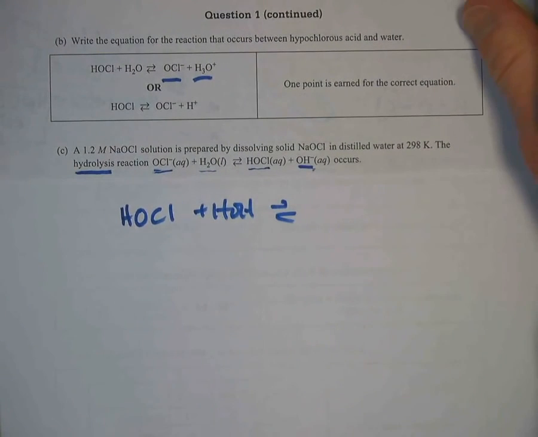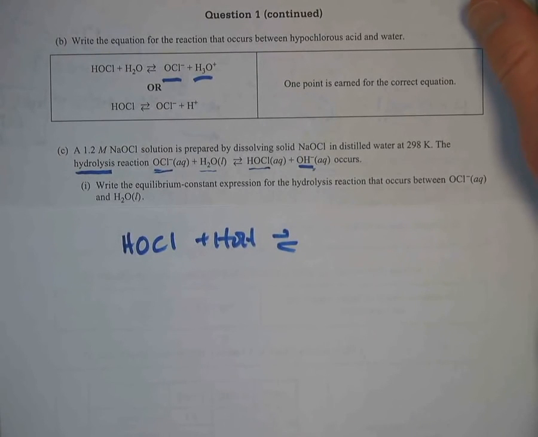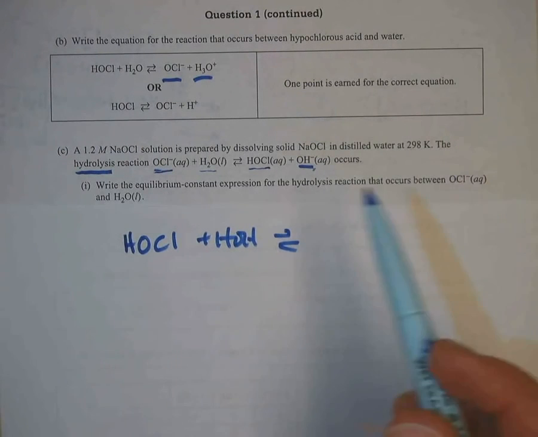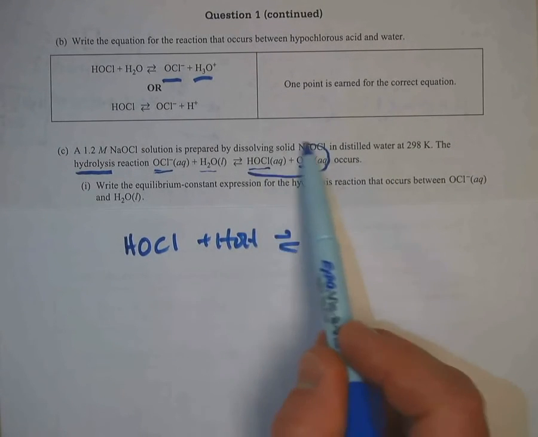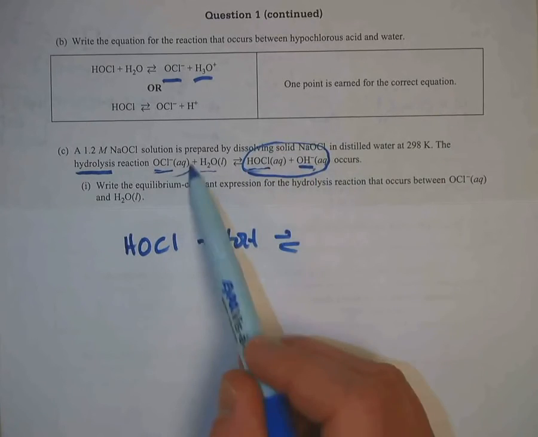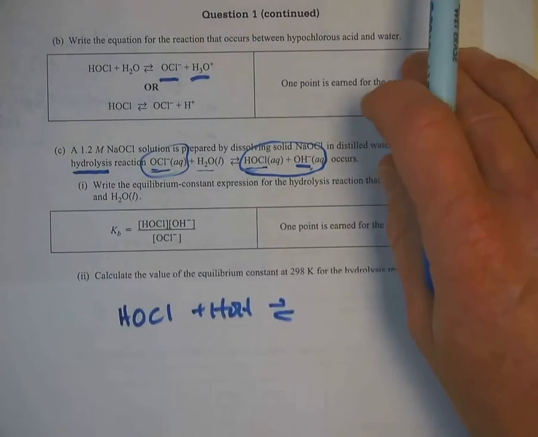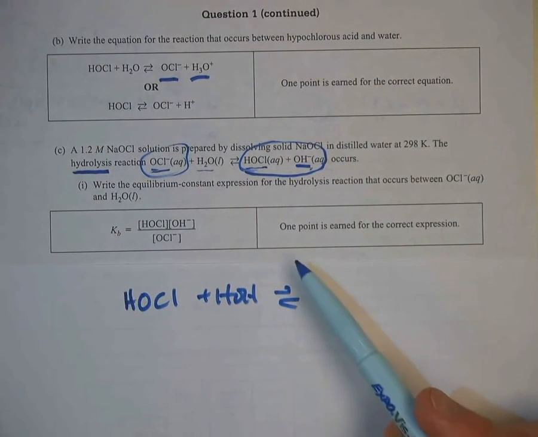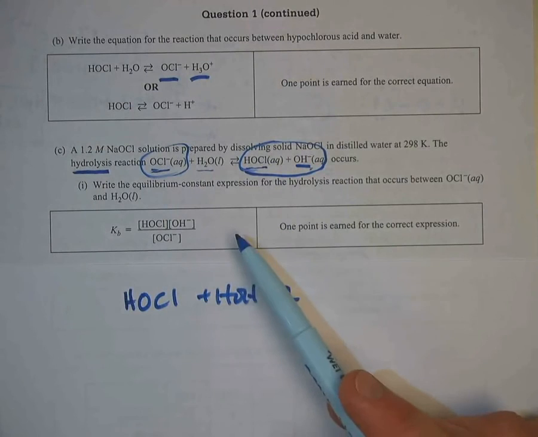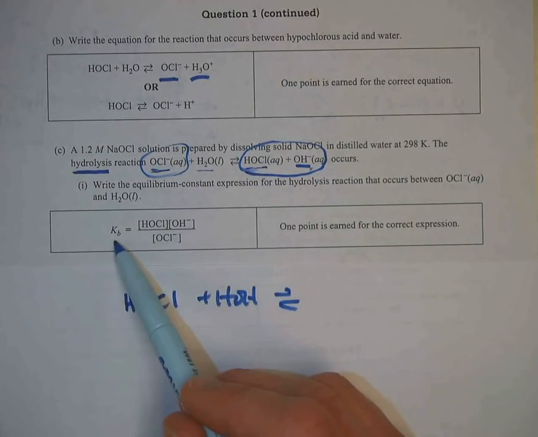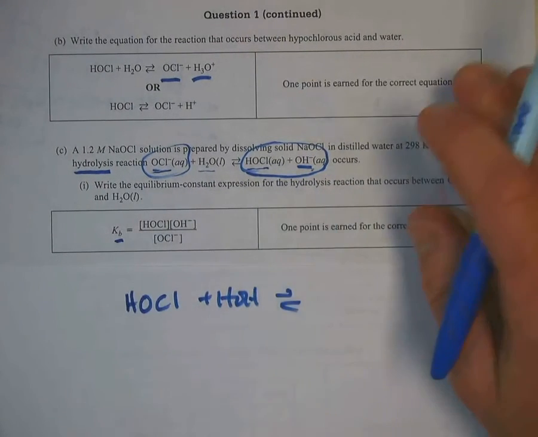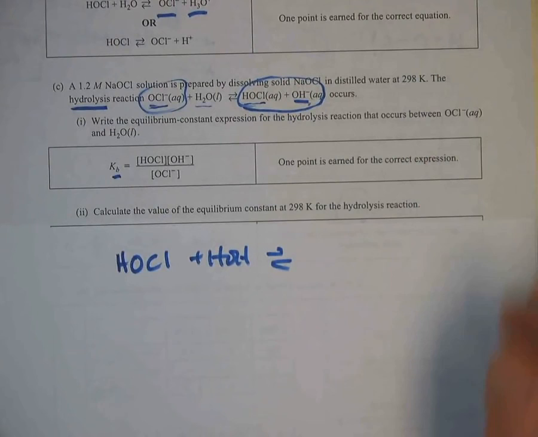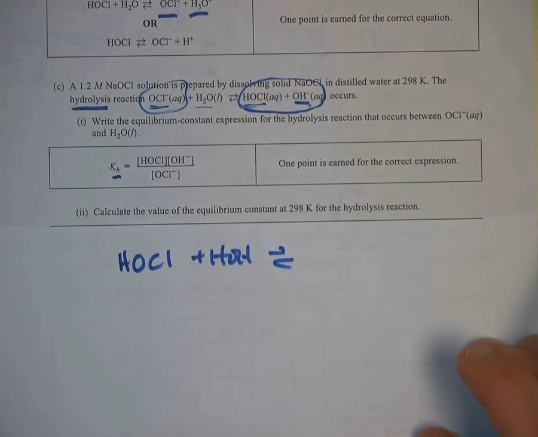Write the equilibrium constant expression for this critter. So we take the products right here, raise them to the first power, divided by the reactant. Don't include the water. There's the reaction right there, and there's the Ka. Or I'm sorry, this is actually a Kb expression, because it's acting as a base. Calculate the value of the equilibrium constant for the hydrolysis reaction.